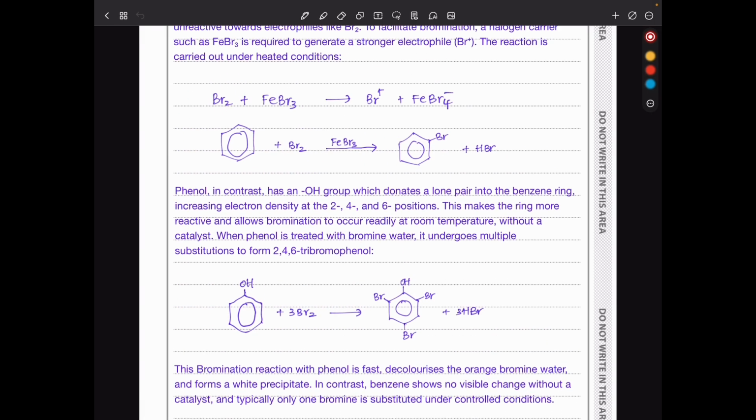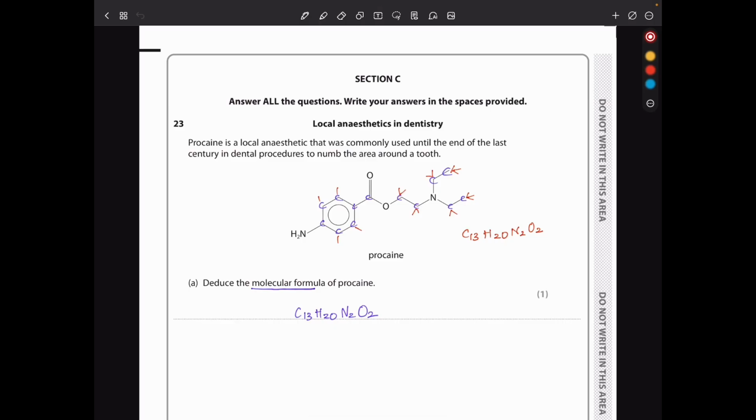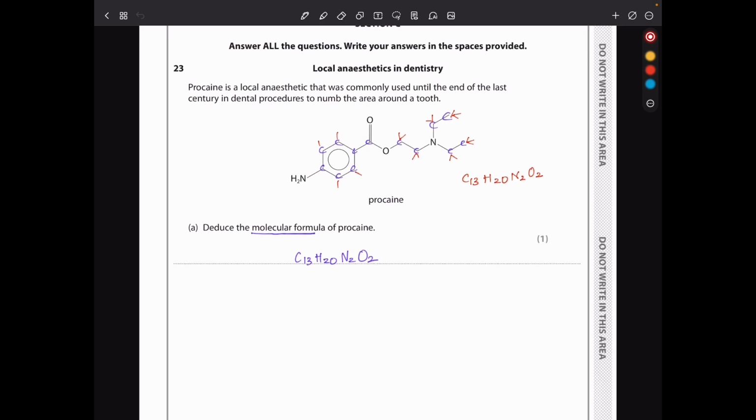In question 23, procaine is a local anesthetic that was commonly used until the end of the last century in dental procedures to numb the area around a tooth. So they ask for the molecular formula of procaine. I'm going to begin by removing everything I wrote. Now I've put everything back.